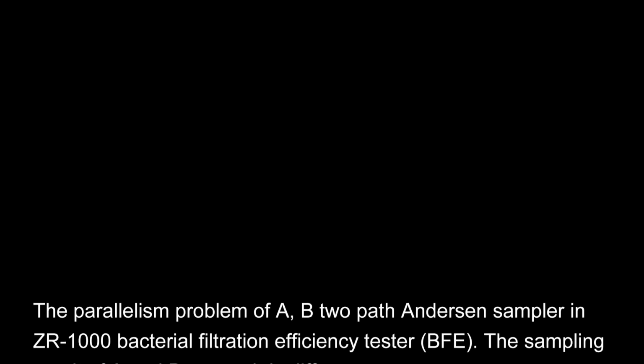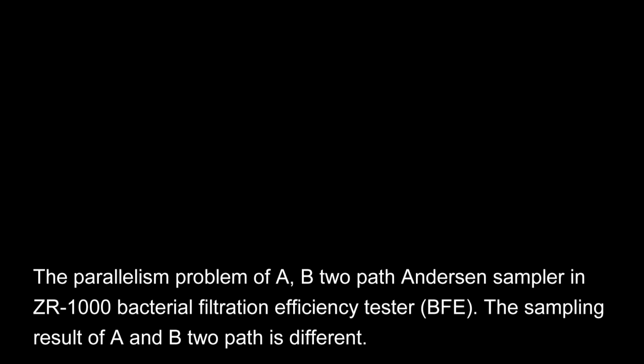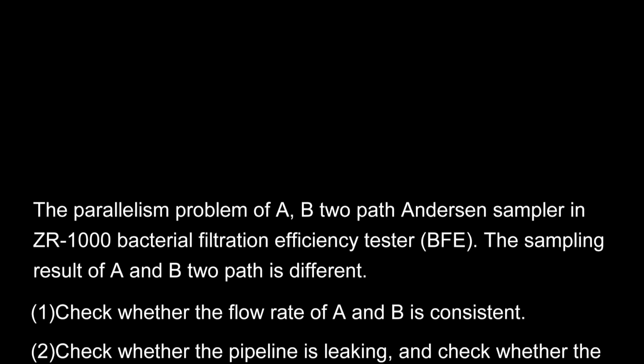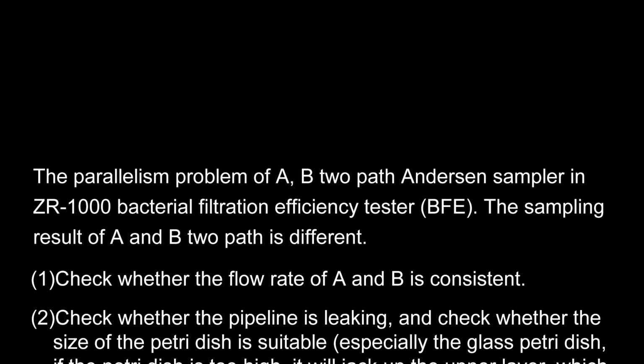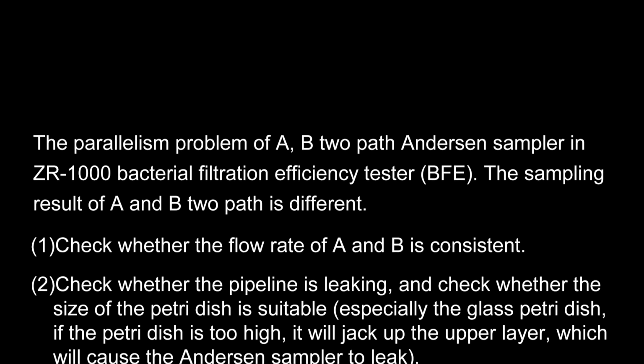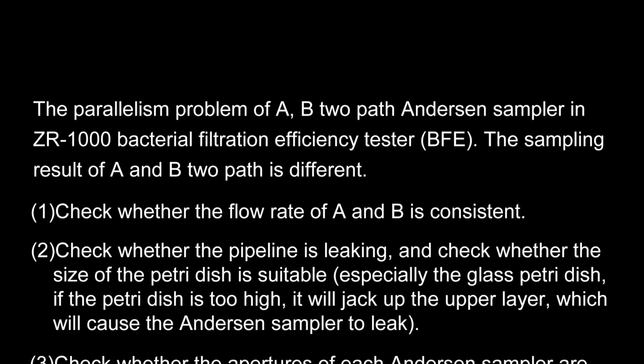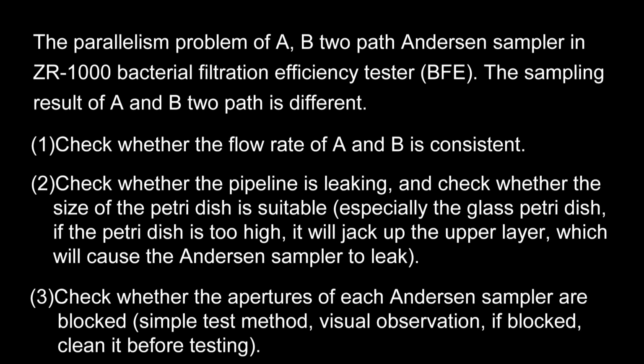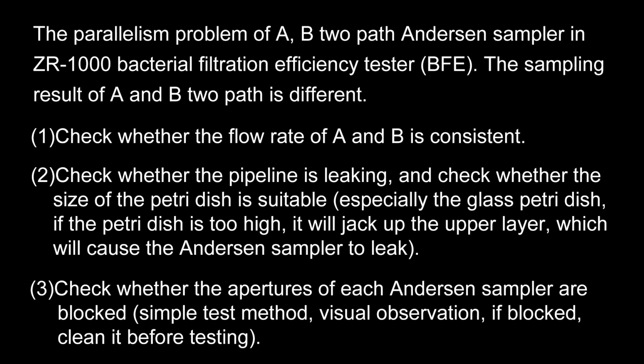The parallelism problem of A-B two-path Anderson sampler in the ZR-1000 Bacterial Filtration Efficiency Tester BFE. The sampling result of A and B two-path is different. Check whether the flow rate of A and B is consistent. Check whether the pipeline is leaking, and check whether the size of the petri dish is suitable, especially the glass petri dish. If the petri dish is too high, it will jack up the upper layer, which will cause the Anderson sampler to leak. Check whether the apertures of each Anderson sampler is blocked.